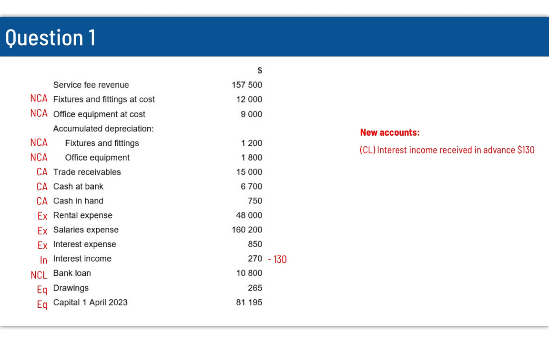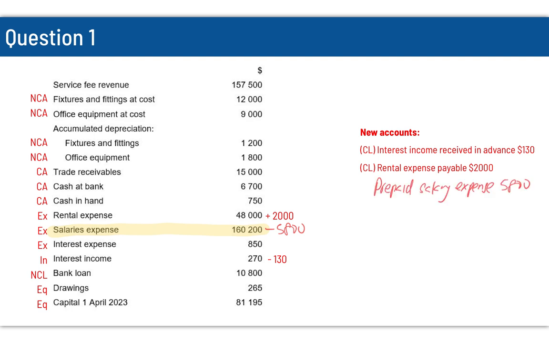Next, for rental expense owing, it means that we have not yet paid, but we have incurred the expense. So we're going to add 2,000 to the rental expense and also create a new account called rental expense payable of 2,000. This is a liability. The next one is salary prepaid of 5,800. So we pay already, but we have not incurred the expense yet. So we're going to minus 5,800 from our salary and create a prepaid salary expense of 5,800. This is a current asset.